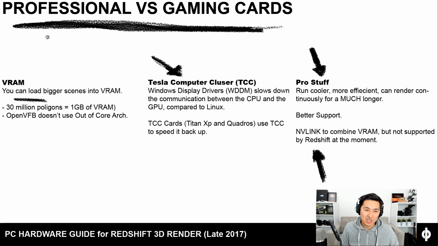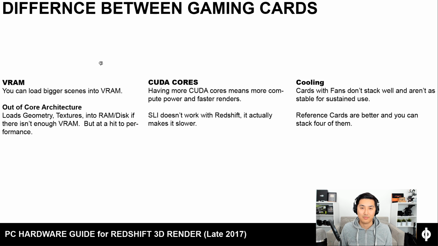So that's pretty cool. And that's the main difference between professional and gaming. You're going to load bigger scenes. It's going to be faster, especially on Windows 10. You're going to get better performance out of the cards, and you get to run them longer, better customer support, and maybe in the future, you're going to be able to combine them together using NVLink. So I feel pretty safe saying that most people are probably not going to get these $7,000 or $5,000 professional Quadro cards.